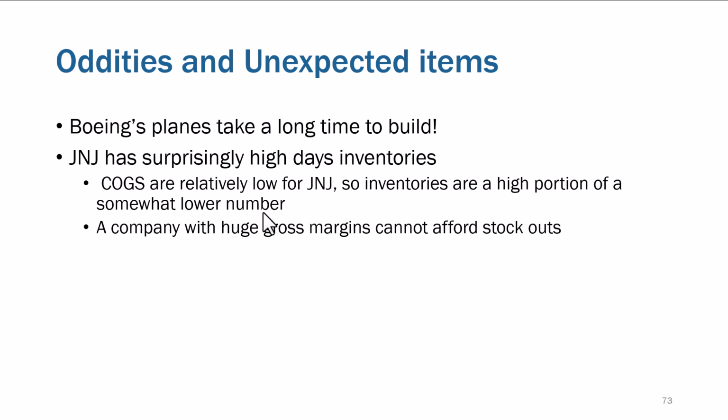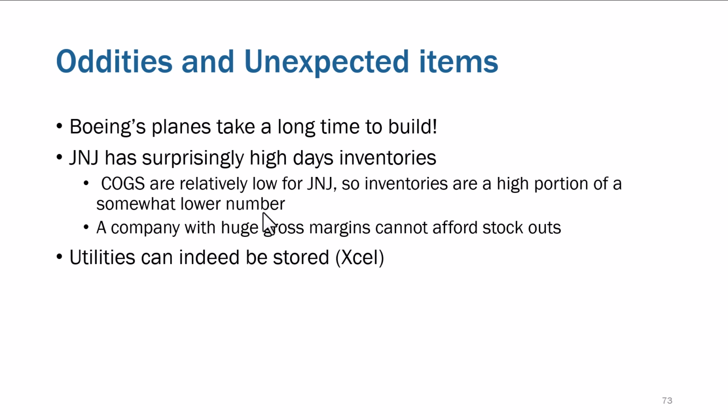You cannot afford to have what we call stockouts if you're J&J. You can't afford to be short products because you make so much money when you're selling a product. You've got to have plenty of excess inventory. If you don't make a whole lot of money when you're selling your products, it's not as big of a deal if you lose a sale.